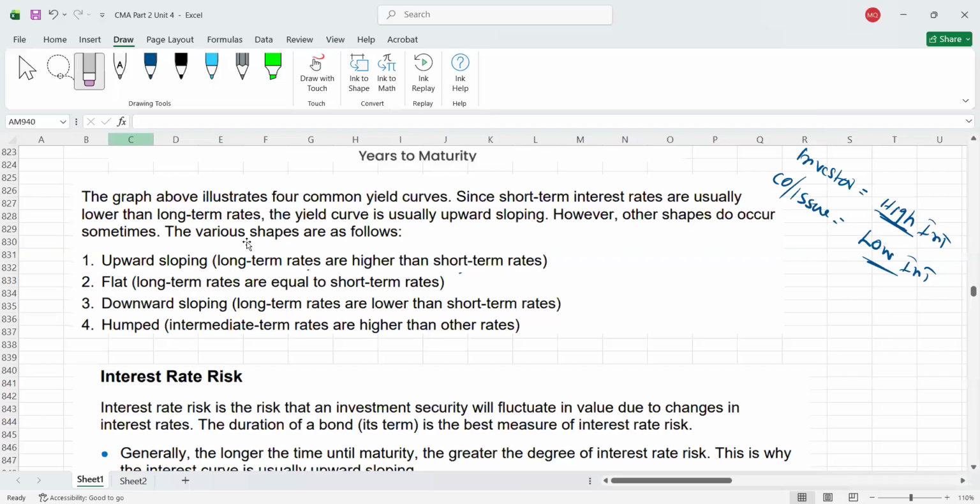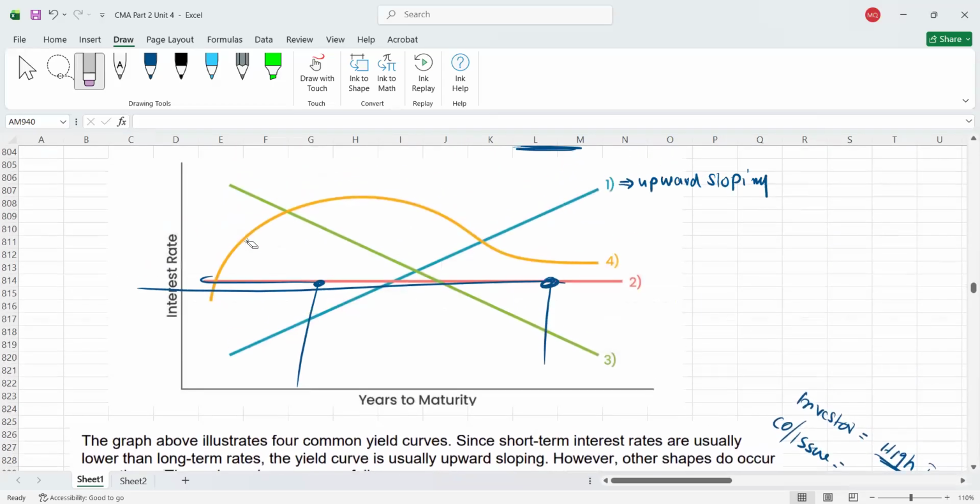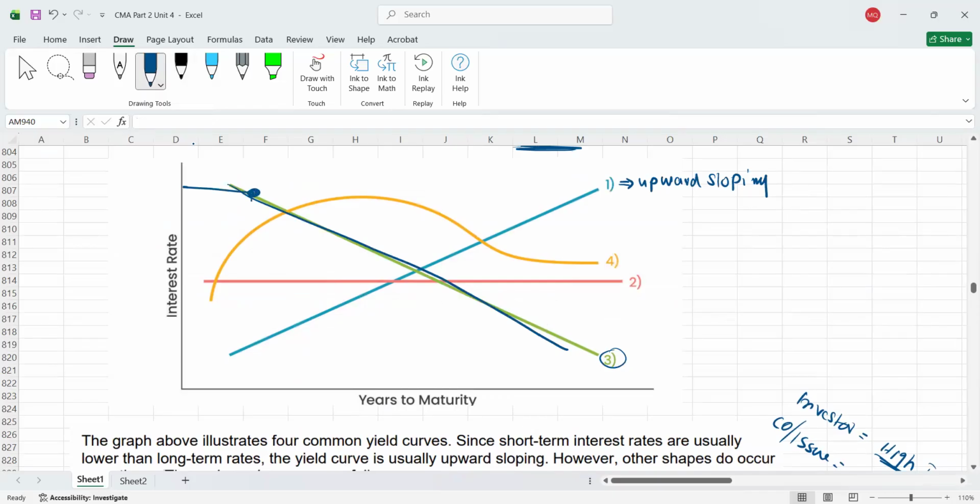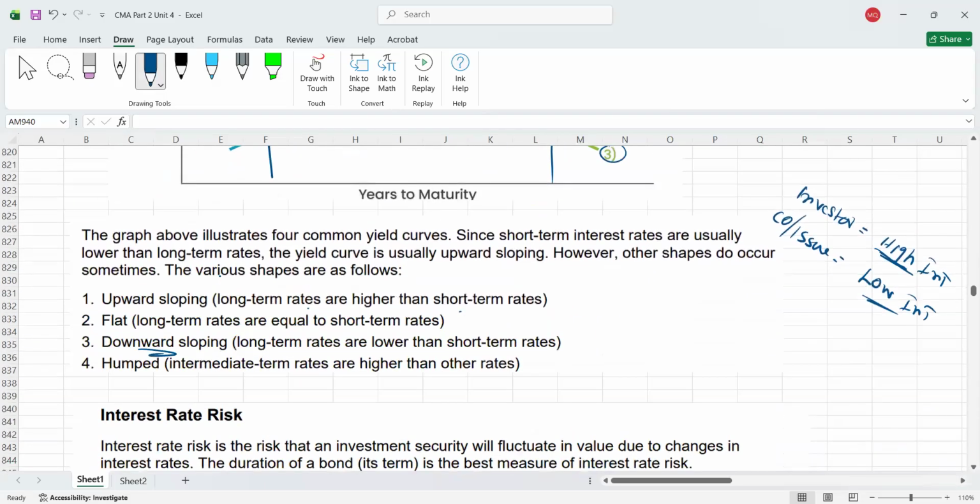Now the third line is downward sloping. That's the third line. If you are standing at this point, it means interest rates are here, maturity is here. If you're standing at this point, it means interest rates are here, maturity is here. It's totally opposite to the upward sloping. So here downward sloping means long term rates are lower than short term rates.